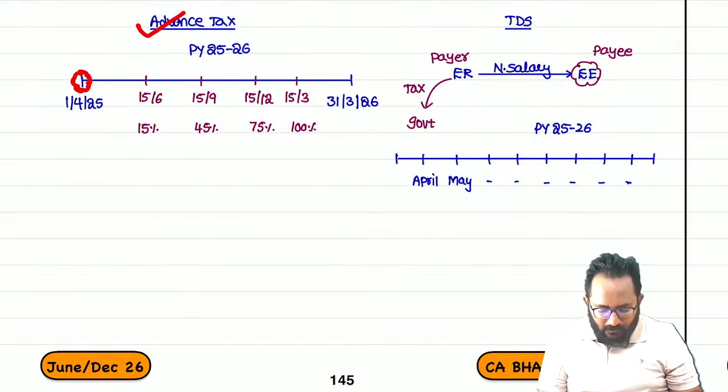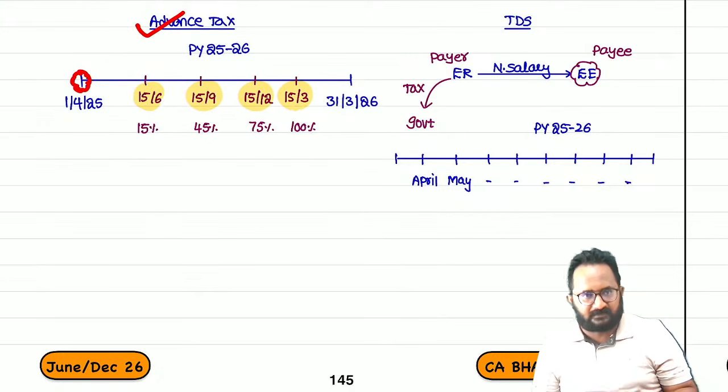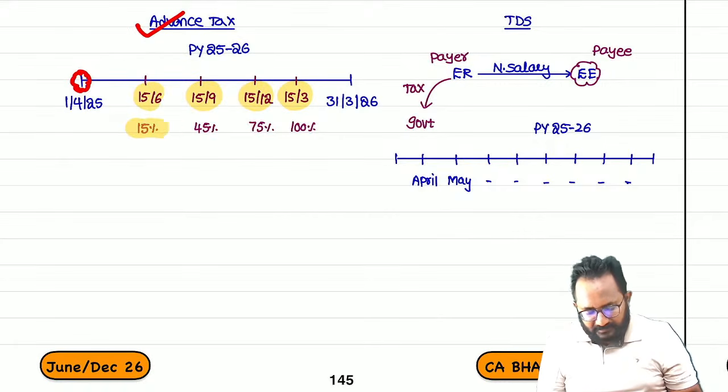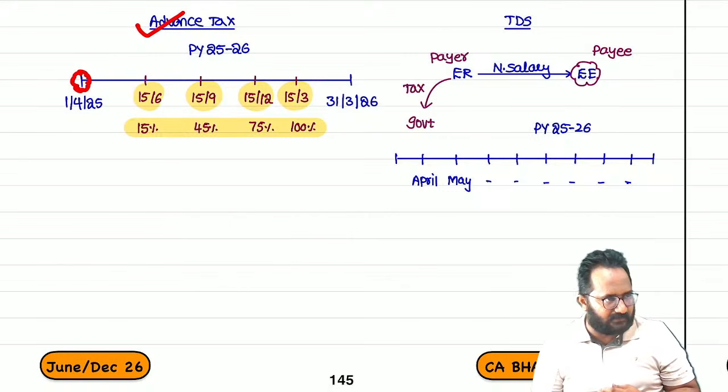Now, what are the advanced tax installments? Quarterly installments: 15th June. Next one? 15th September, 15th December, 15th March. Okay, you have to pay certain percentages. These percentages I will explain to you in the advanced tax concept.